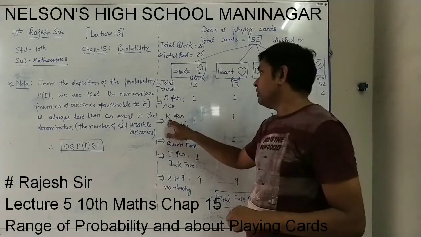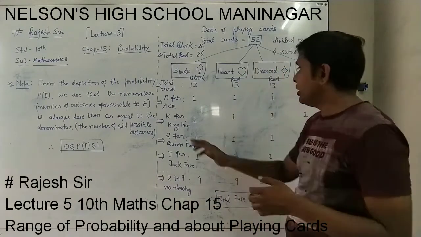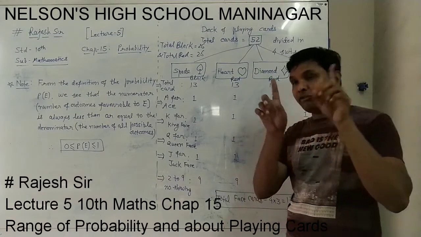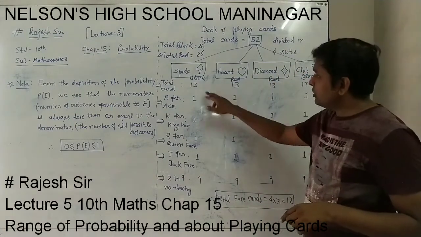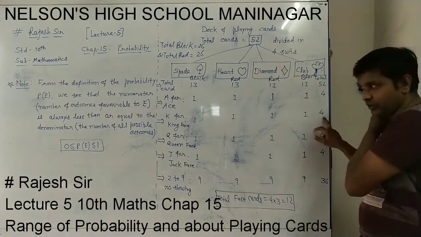Then you will find a K written card also. One type of card is K. K for king. It will have the king face on the card. King face card, this is also 1 in each. So total king face cards in 52 are 4.